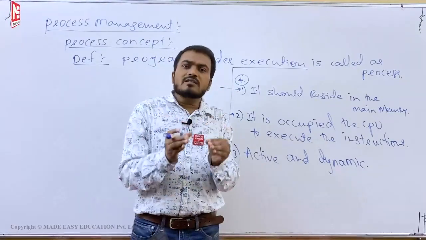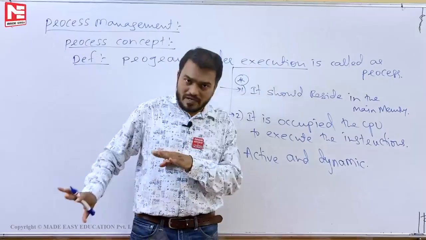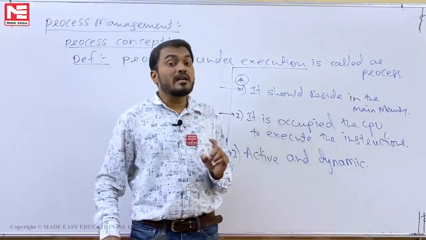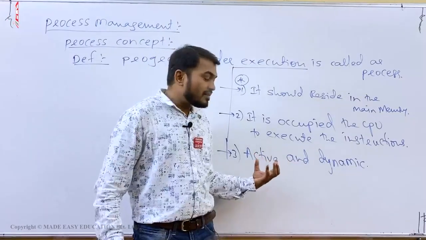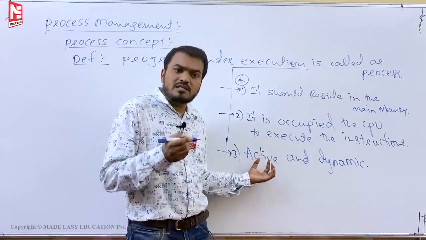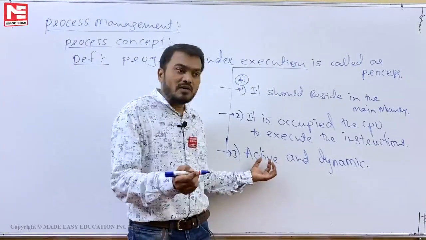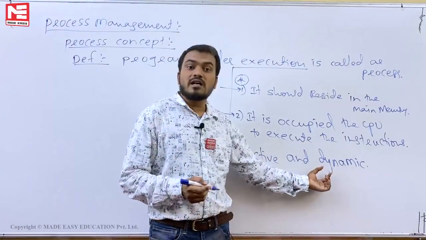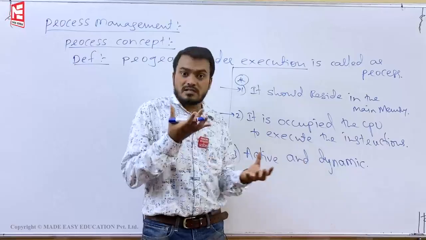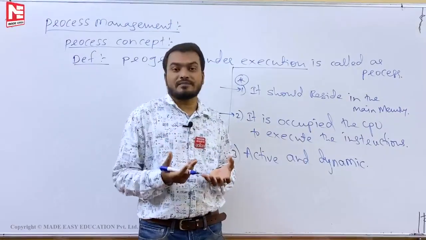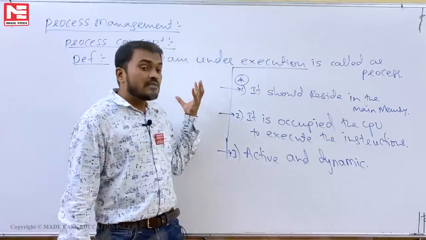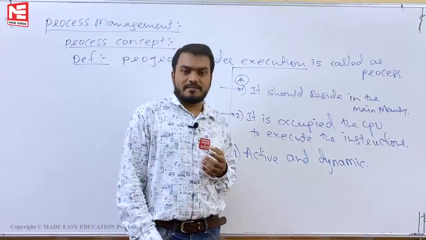So a program is termed as static and passive, but a process is termed as what? Active and dynamic. Why is it active? Because it is executing instructions on the processor, on the CPU. Dynamic means it is taking some input and producing some output, so it is acting dynamically. It is executing dynamically. So this is the simple definition of the process.